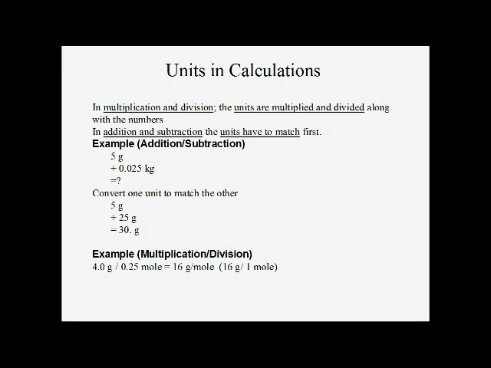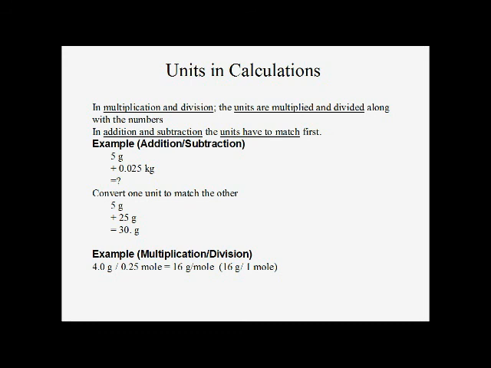When we add or subtract, we're not allowed to do this until we have made the units match. After the units match, then we can add or subtract. So if we want to add 5 grams with 0.025 kilograms, the units are not matching. We have to match them first, converting the kilograms into grams. Then we have 5 grams plus 25 grams, which gives us 30 grams.